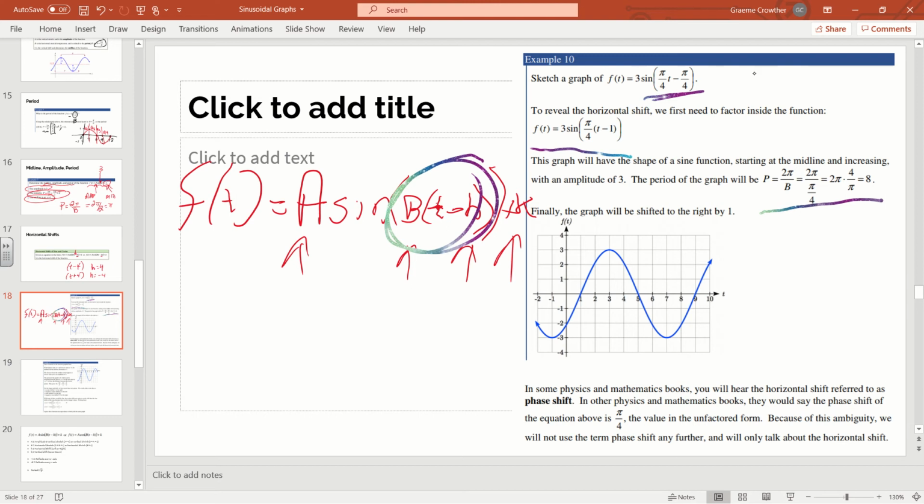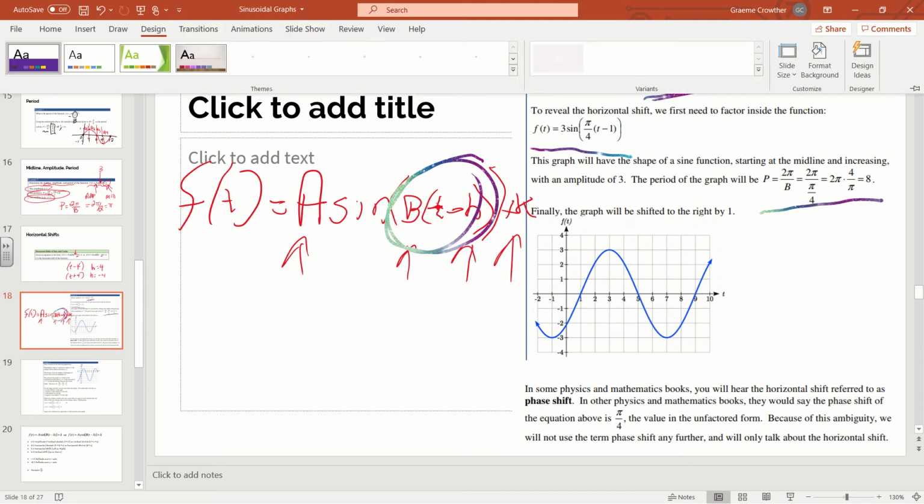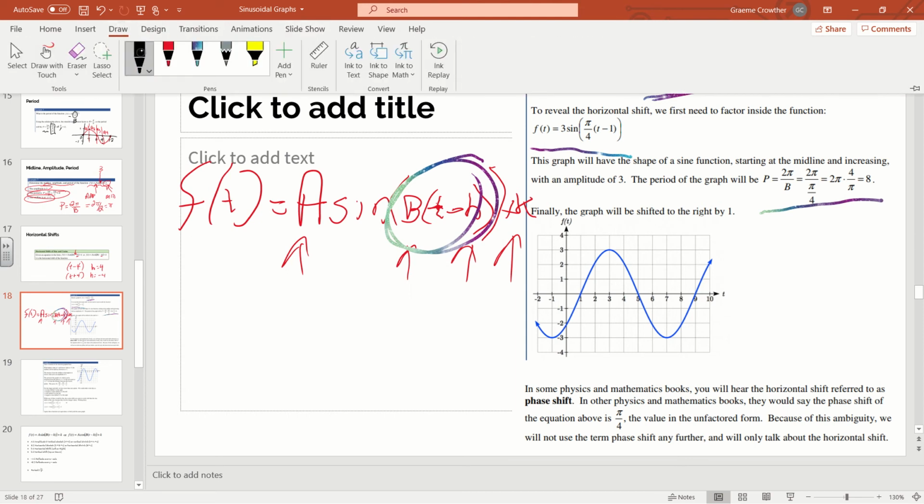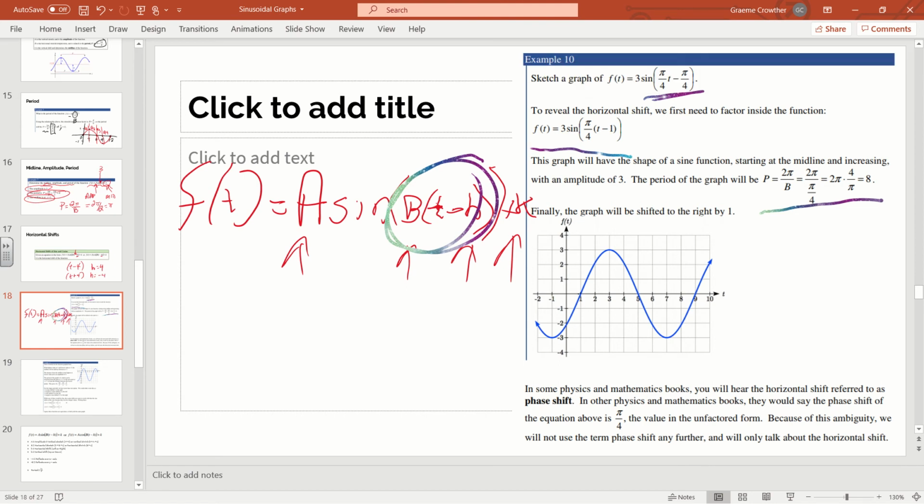So instead of starting at 0, 0, this graph is going to start at 1, 0. Because I know the period is 8, I know it's going to end at 9, 0. And now I'm thinking about my 4 quadrants. Halfway through on a sine curve, it's going to cross the x-axis. So halfway between 1 and 9 is 5.